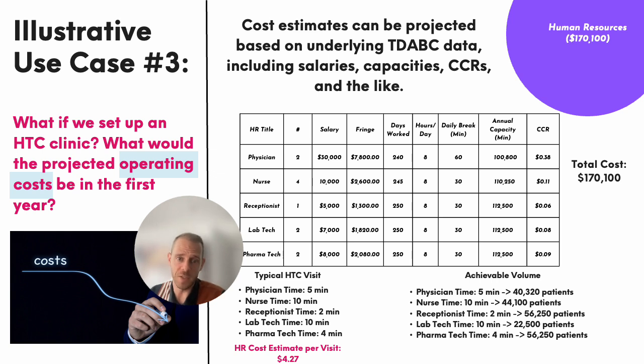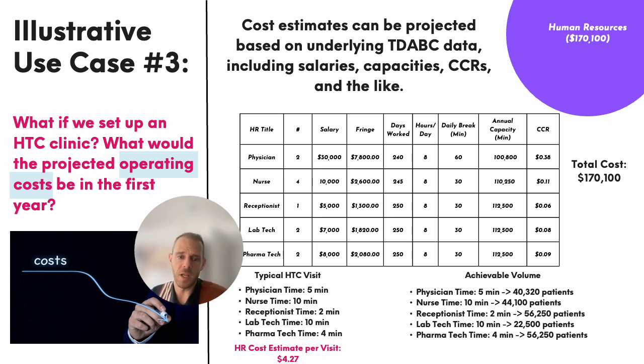We've just roughly estimated here in the second column of the table what would happen if we hired 2 physicians, 4 nurses, 1 receptionist, 2 lab techs, and 2 pharmacy technicians. From a cost perspective, we can do some very straightforward arithmetic to know that the total cost to employ those individuals would be about $170,100 for the course of an individual year.